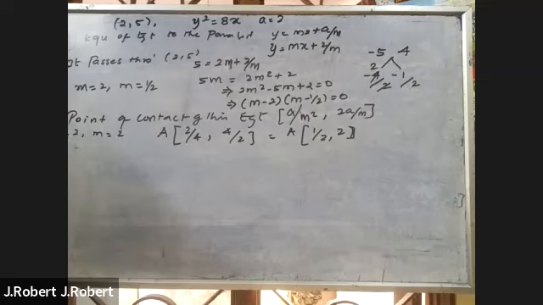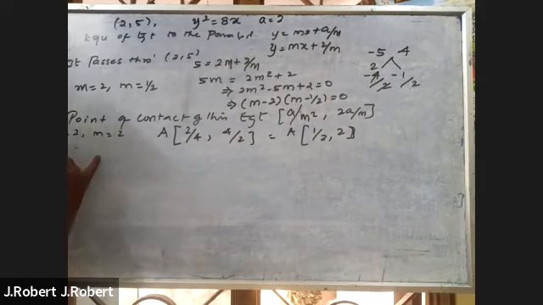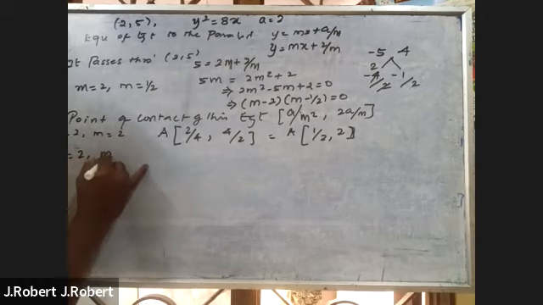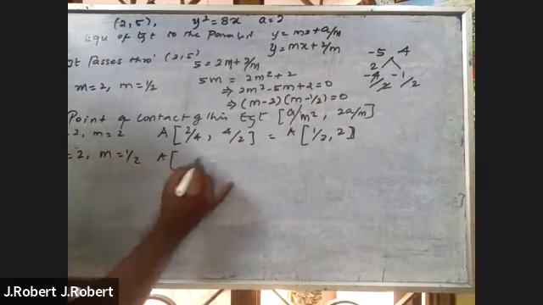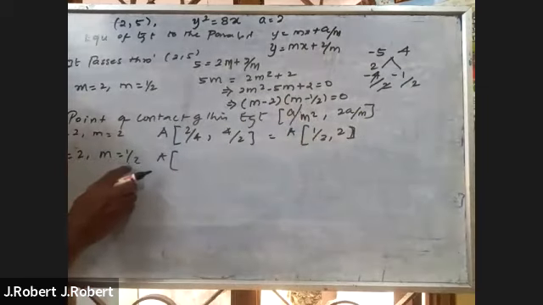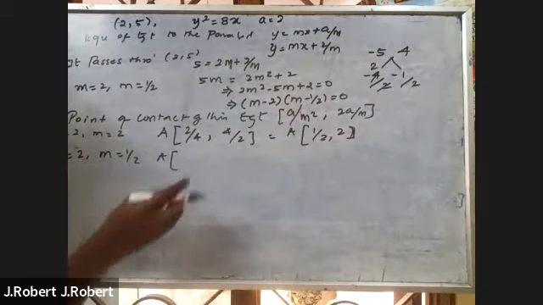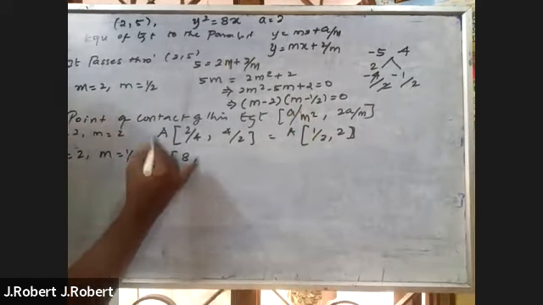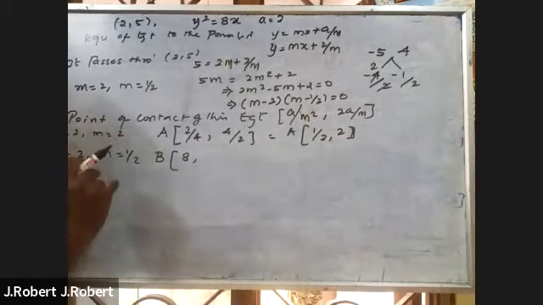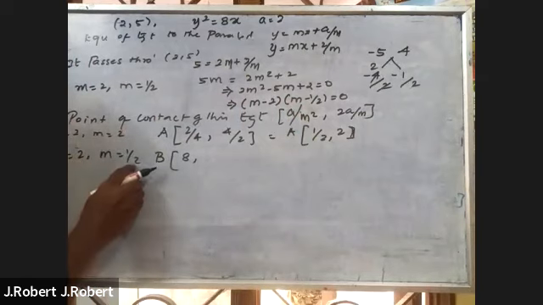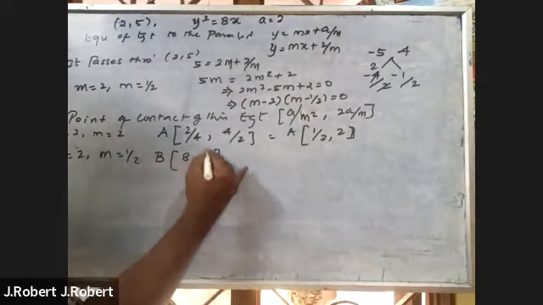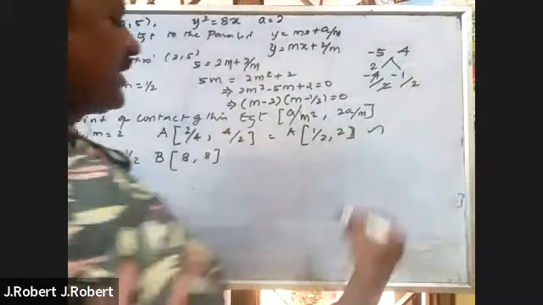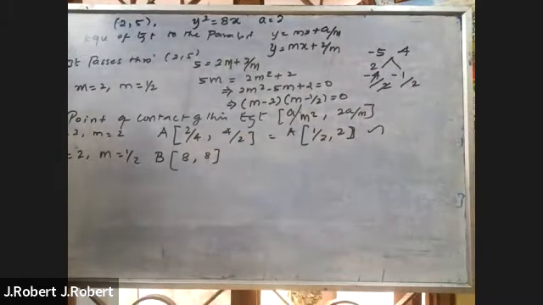Next, the second point of contact: a equals 2, m equals 1 by 2. a by m squared is 2 into 1 by 4 reciprocal, which is 8. Let us take this as point B. Next, 2a is 2 into 2, 4, and 4 divided by 1 by 2 is also 8. So we have found the two points of contact. One is (1 by 2, 2), and the other is (8, 8).